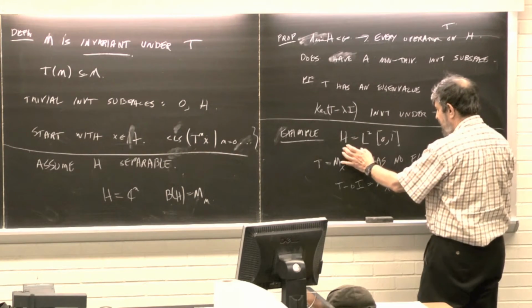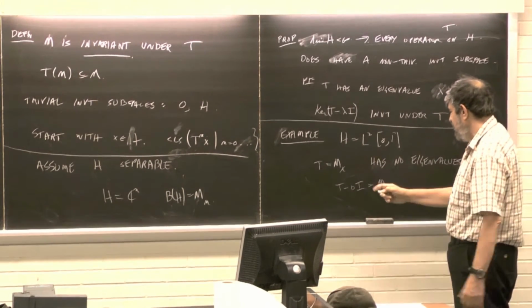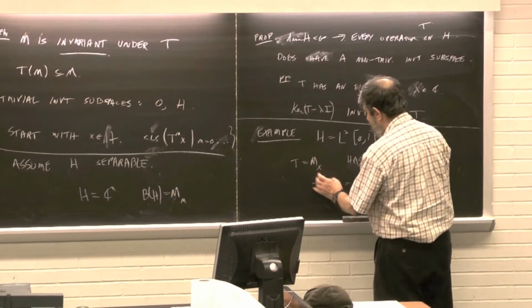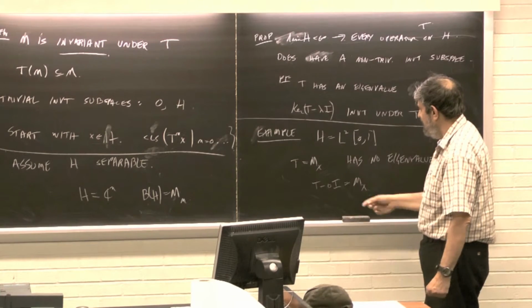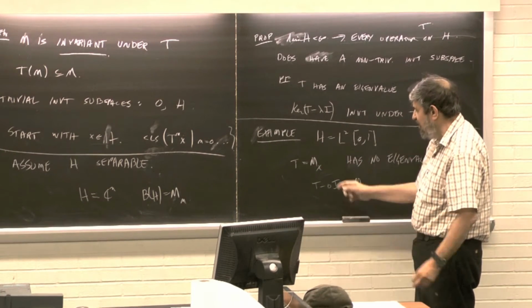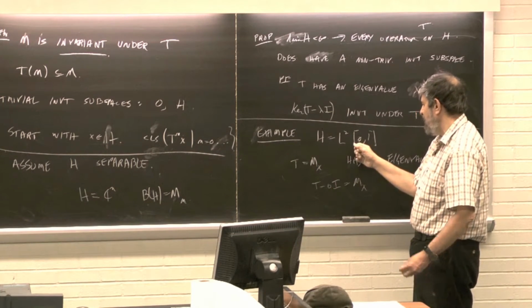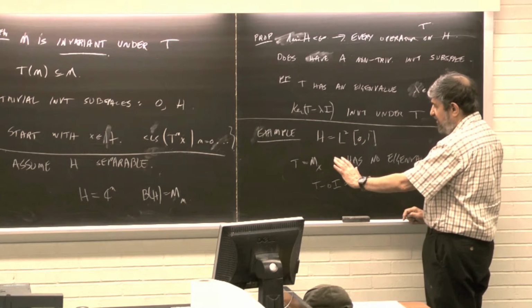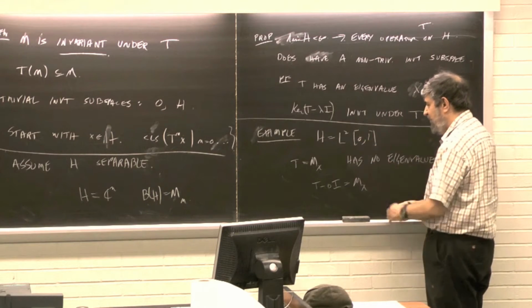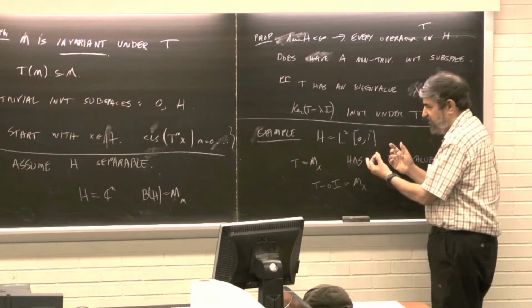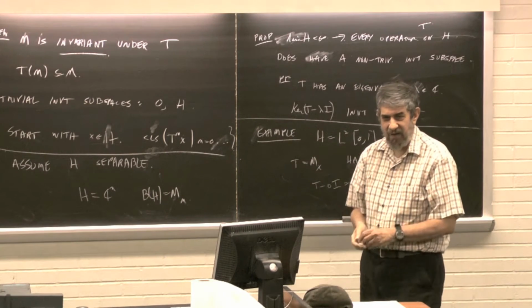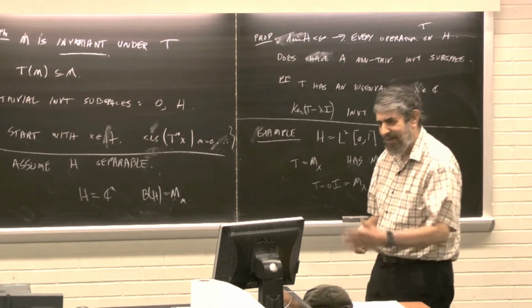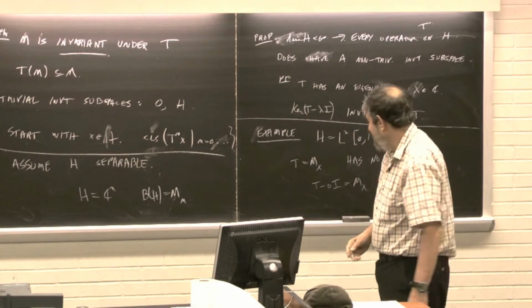However, zero is in the spectrum because, what would the inverse of multiplication by x be? It would be multiplication by 1 over x. You might be worried that 1 over x doesn't exist at 0. That's not such a big deal, because everything are actually equivalence classes. But the bigger problem is that 1 over x is not bounded on the interval 0, 1. So multiplication by 1 over x is not bounded. The spectrum is just 0, 1.